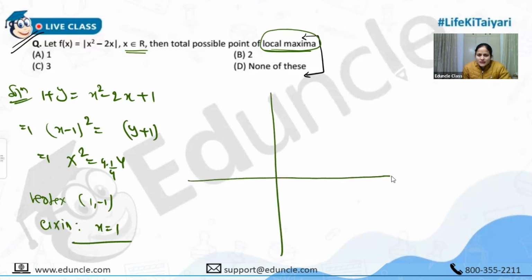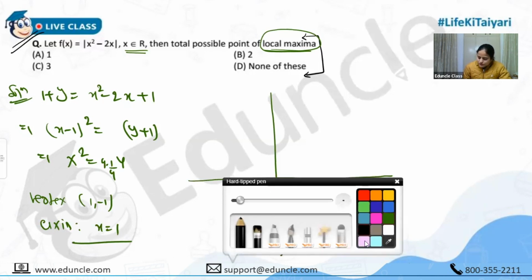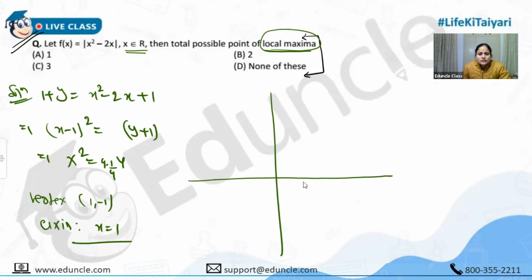Yes Pratiksha, it is correct for critical points, beta. So the vertex is (1, minus 1), and x is equal to 1 is the axis of my parabola. A is positive, so it will open upward, and it is passing through the origin and through 2. So this kind of graph I will have for this parabola.